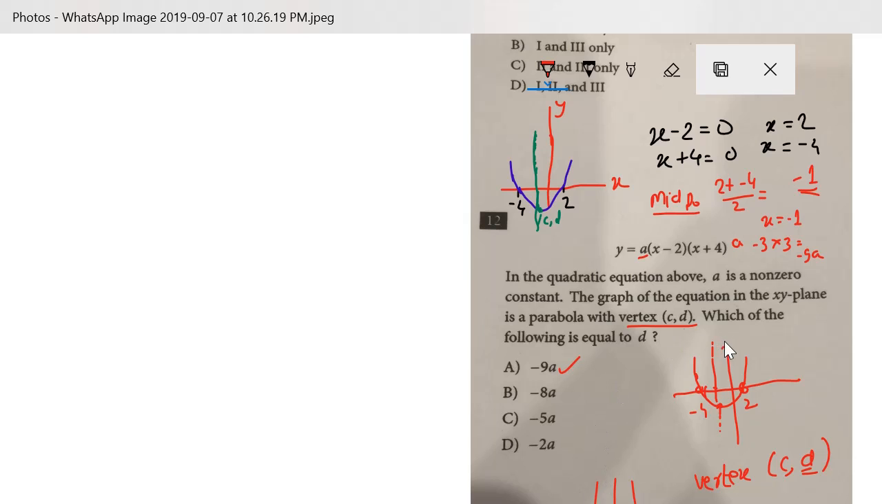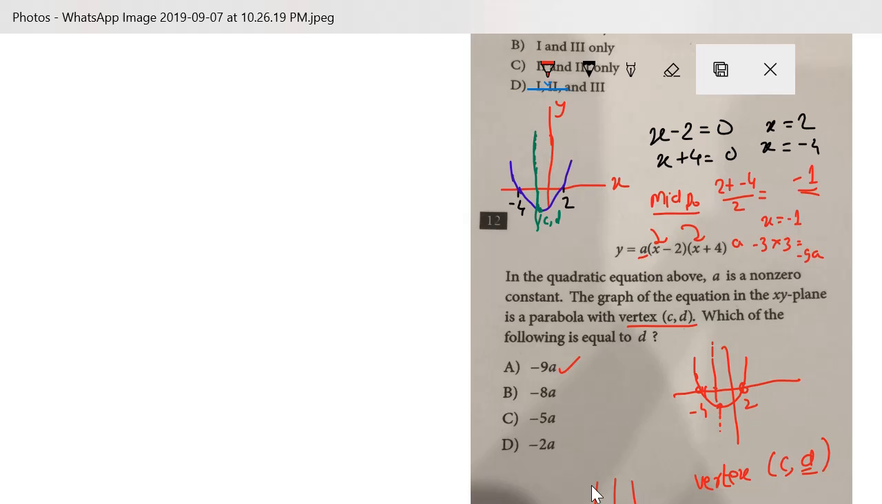Now all I have to do is put the value minus 1 in this equation, and I'll get the answer. So when x equals minus 1, this becomes minus 3, minus 3 plus 4 gives me minus 3 into plus 3, and minus 3 into plus 3 will give me minus 9. This whole thing is multiplied by a, so my answer becomes minus 9a.